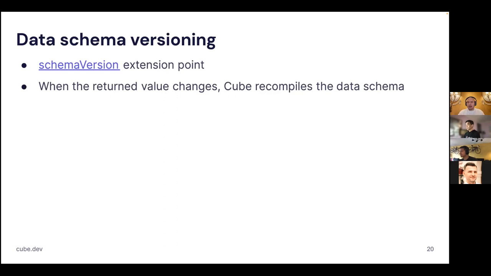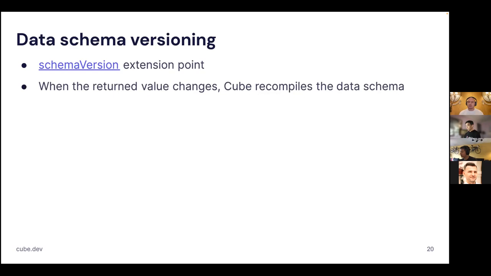Well, actually, you can have full control over it. There is an option or an extension point that you can provide your own function to, called schema version. If you put this into your cube.js file, you can fully control how Cube recompiles your data schema. Basically, Cube runs this function every time a new query is incoming, and it also respects your multi-tenancy settings doing so. Only if that value has changed, Cube invalidates the compiled data schema and compiles it once again. And if it needs to be updated from an external data source, Cube does that.